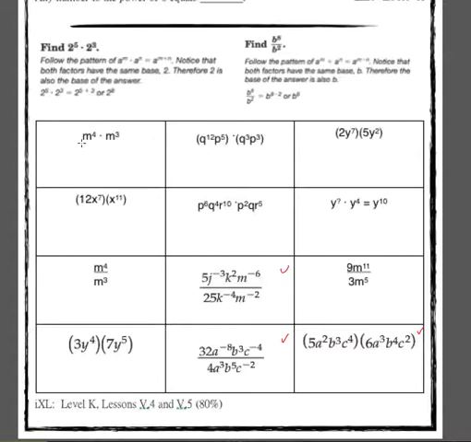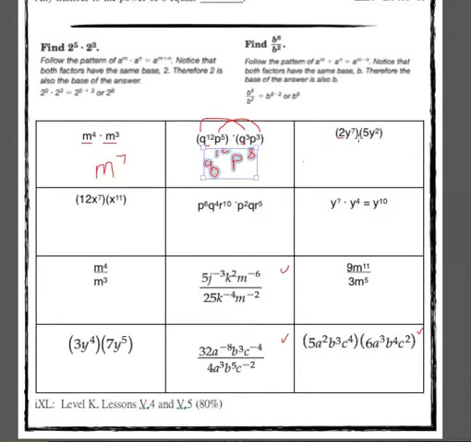So on the first one, m to the fourth times m to the third is equal to m to the 4 plus 3, which is m to the 7th. On the next one here, we have two variables, but again, we're going to use the commutative property and the associative property to regroup things. So we have a total of q to the 15th, and then we have a total of p to the 8th. So q to the 15th, p to the 8th would be the final answer there for that one.